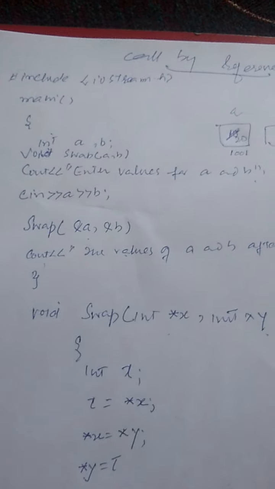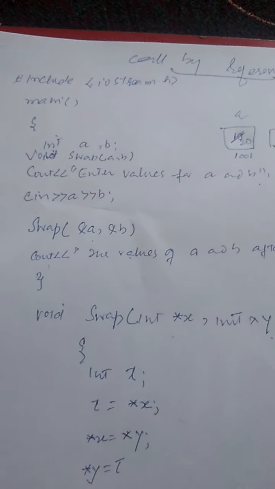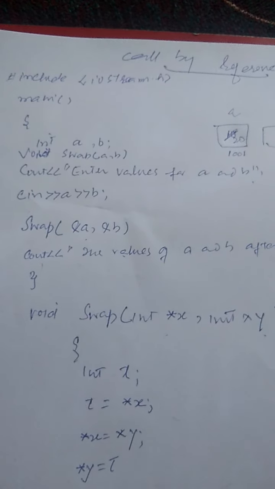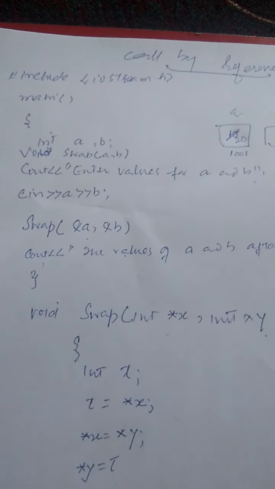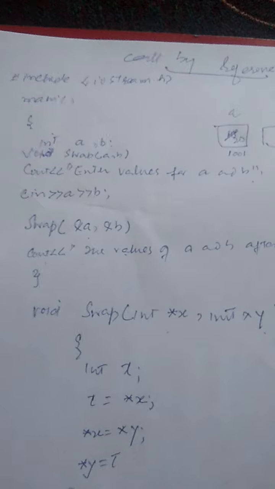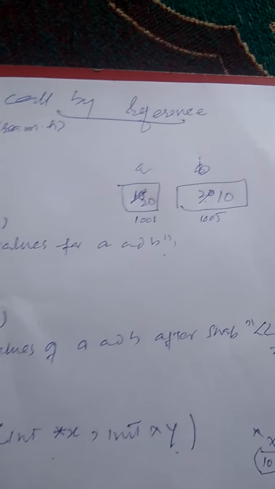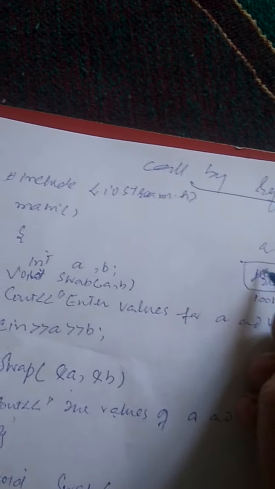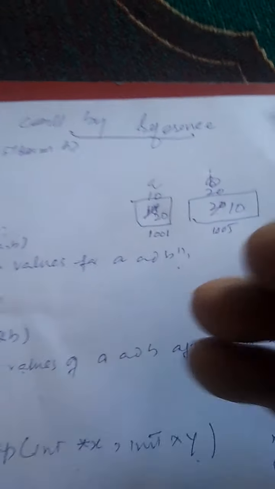So instead of passing the values, we can pass the address of the actual values, and in our function we will receive this address in pointers, and then through pointers we can manipulate the values of the actual variables. So we have here the actual variables a and b. Let us store 10 in a and 20 in b initially.